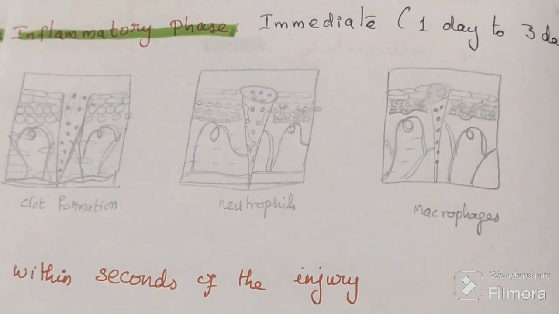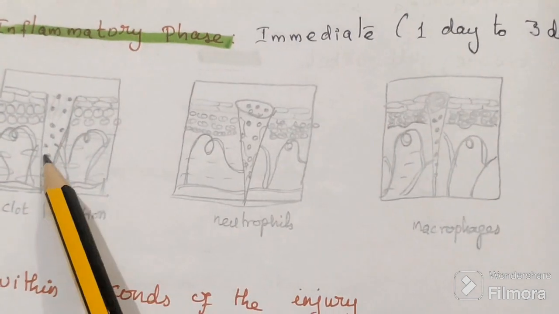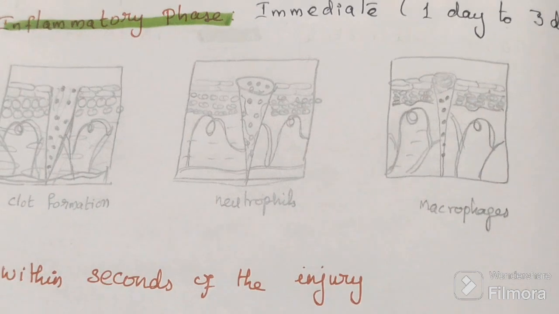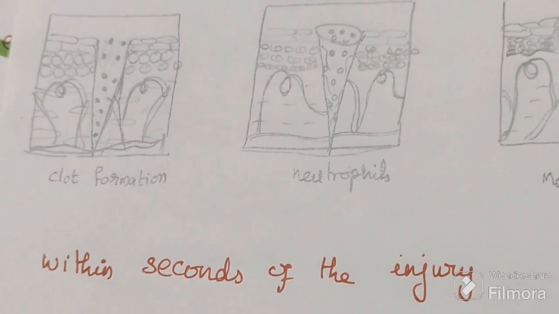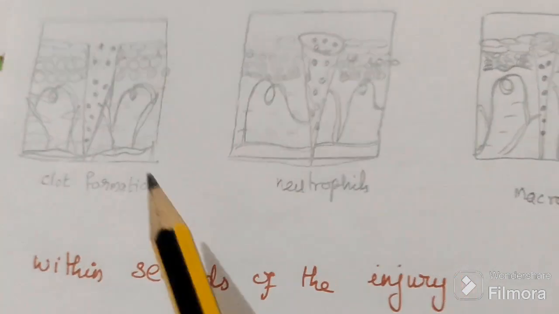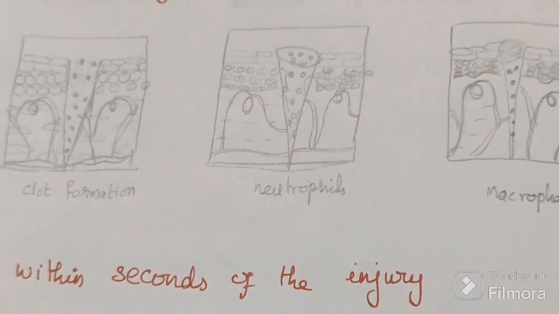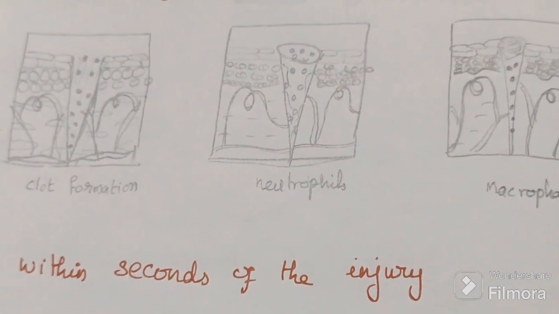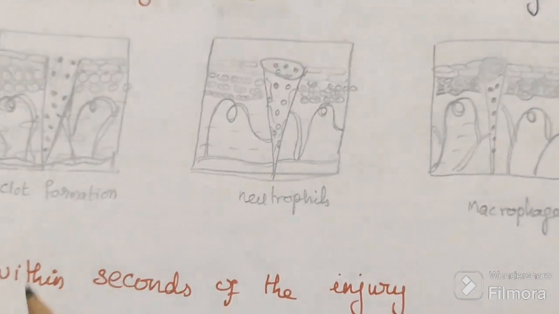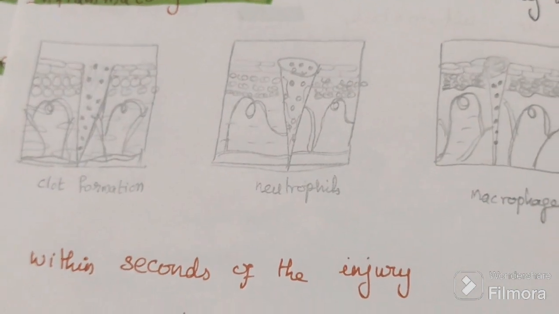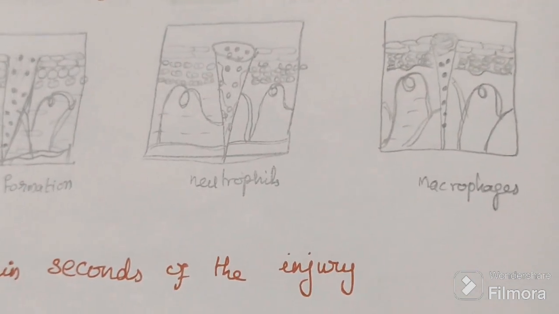As soon as that injury takes place, there is clot formation. So there is a lot of bleeding, and because of the bleeding, platelets will come and the clot forms. The platelet clot is formed in the injured area. After that, inflammation occurs. Second, inflammation will occur.